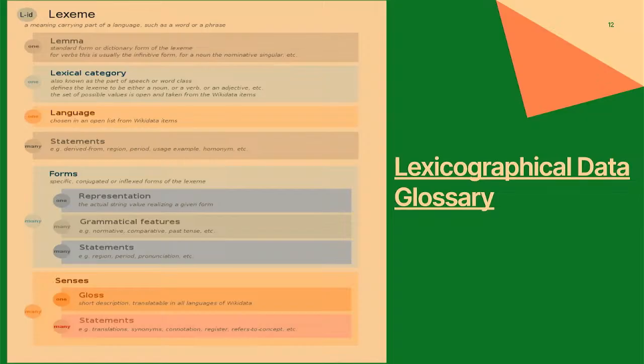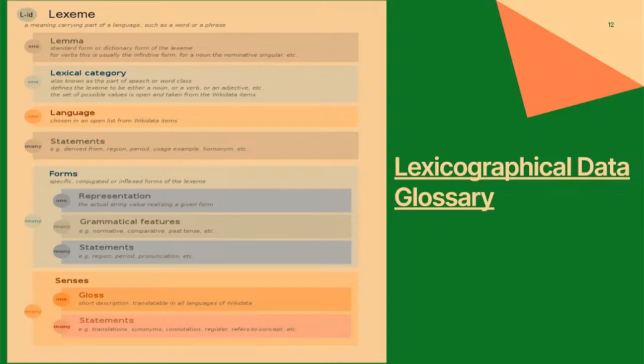Then, number one, if we want to create the Wikidata lexeme, we'll first see what we call lemma. Lemma stands for the standard form or dictionary form of the lexeme. For a verb, it is usually the infinitive form. For a noun, the nominative singular, etc. Then the second one will be lexical category.